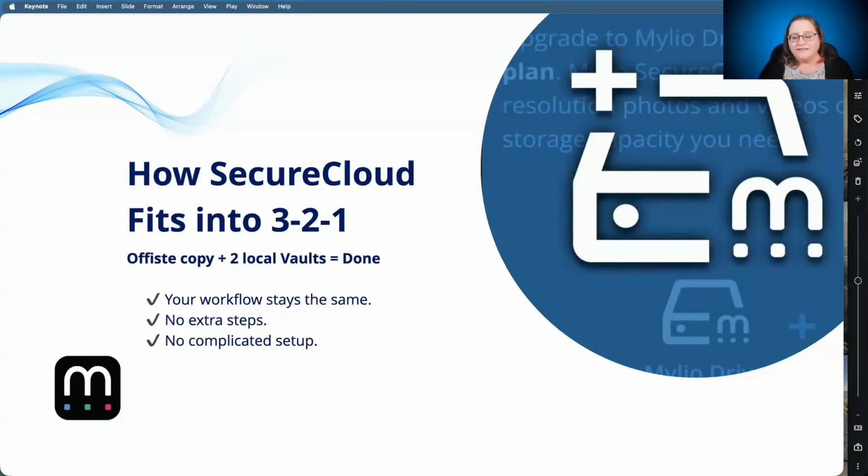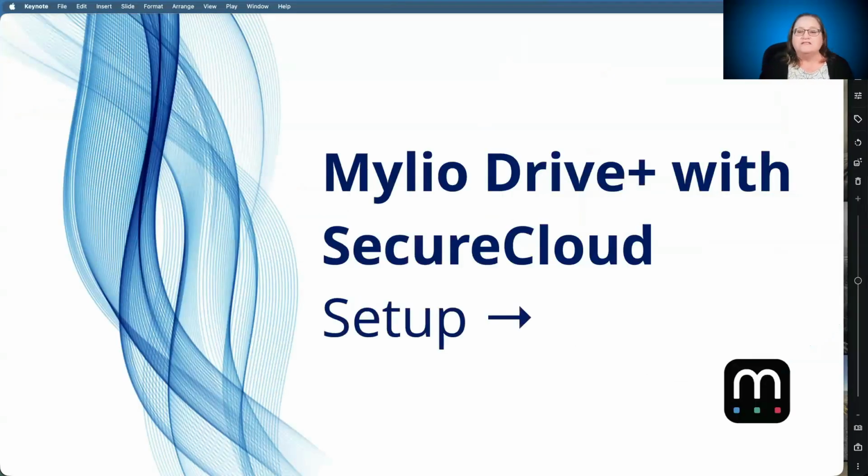Your workflow stays exactly the same. All you have to do is add in SecureCloud. It's automated, so there are no extra steps, and setup is super, super easy. If you choose to add a different cloud service with Mylio Photos, you certainly have that option, but there is additional complication because you're working with a third party and the steps are not quite as simple and streamlined. So let me show you how to set this up because it's really quite simple.